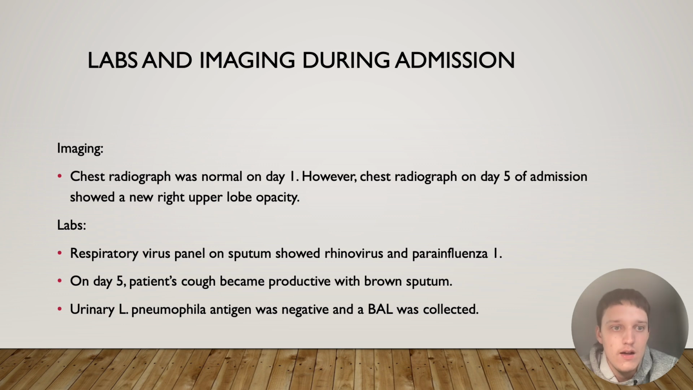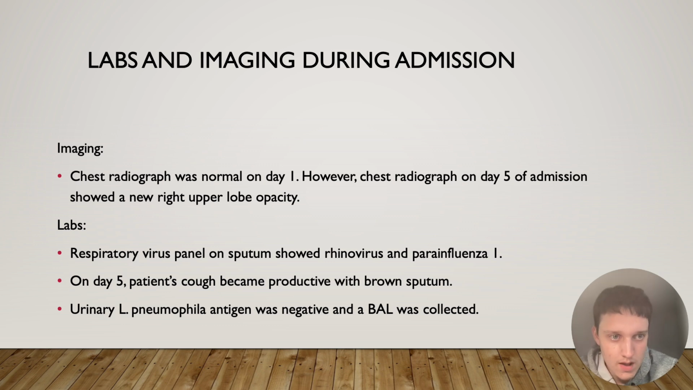But a chest radiograph was done on day 1, which was normal. But on day 5, they did the same thing, and it showed upper right lobe opacity, which means there's some haziness seen on the X-ray in the right upper lobe of the lung, but it could be pneumonia, could be another sort of infection. There's a lot of different things it could mean, but it's not very diagnostic of anything yet.